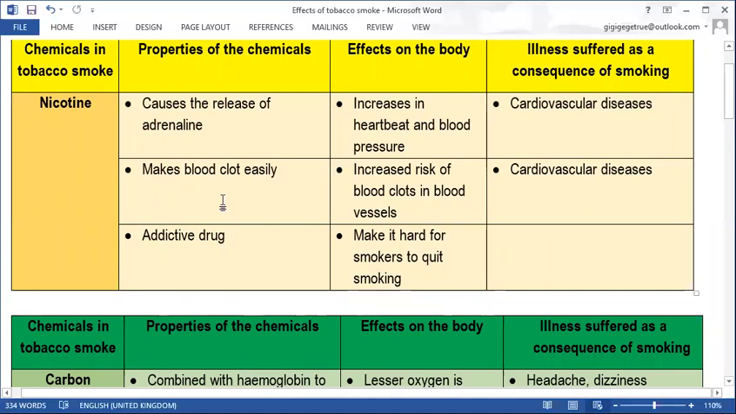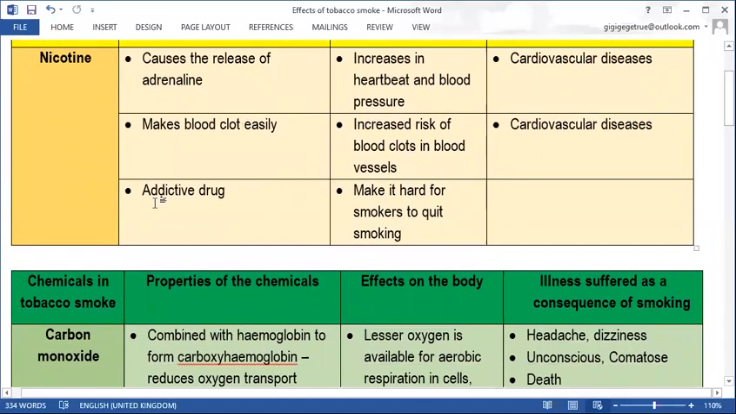Nicotine also makes the blood clot easily. By making the blood clot easily, this increases the risk of blood clots in the blood vessels. If blood clots form in our blood vessels, this eventually causes cardiovascular diseases as well, because blood clots will block the blood vessels, the smaller blood vessels such as narrow capillaries. And then this will eventually cause a shortage of blood supply to the heart if the blood vessels involved are the coronary arteries.